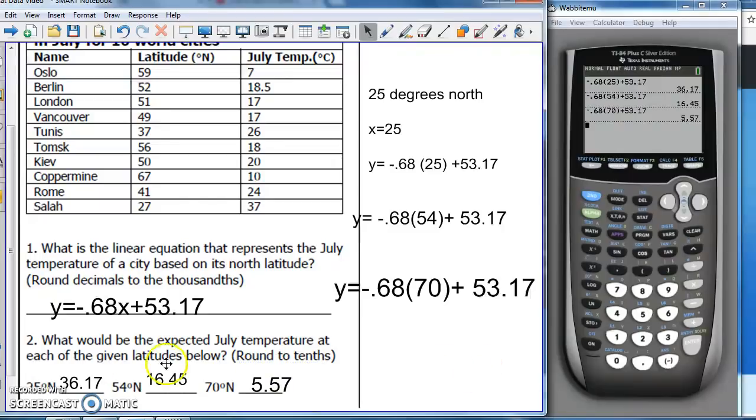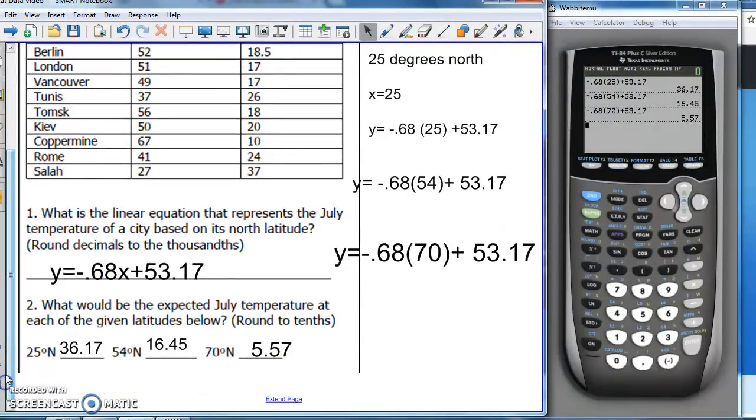There are those answers for the questions to number 1 on the back of the worksheet. Make sure you do the rest of the worksheet in that same manner. You find the linear equation, and then when it is asking you to predict, it is asking you to use the line and plug in whatever values they give you, but using the line.